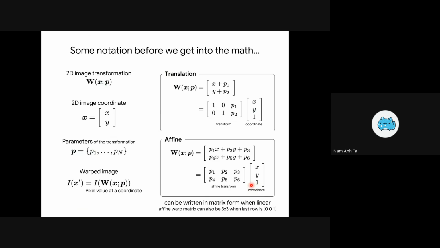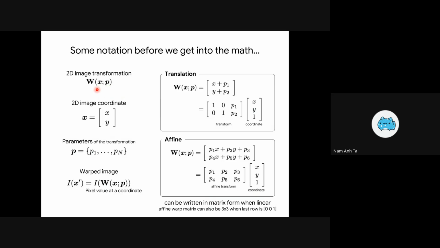So there is some mathematical notation for image alignment that I need to introduce first, because I won't introduce it again. The first thing is W(x; p). This is a warp function for 2D transformation. It maps the coordinate x to a new position based on parameters p.